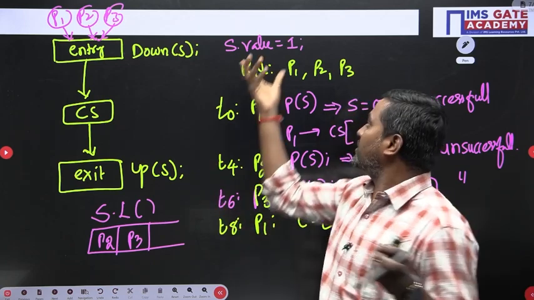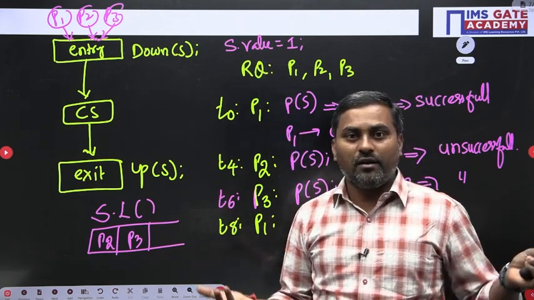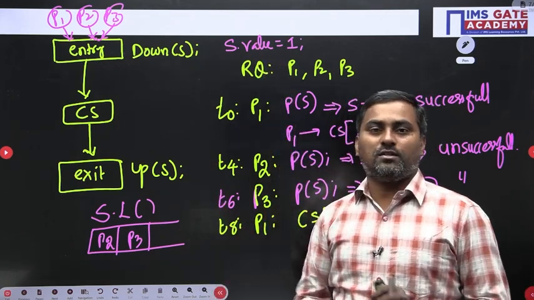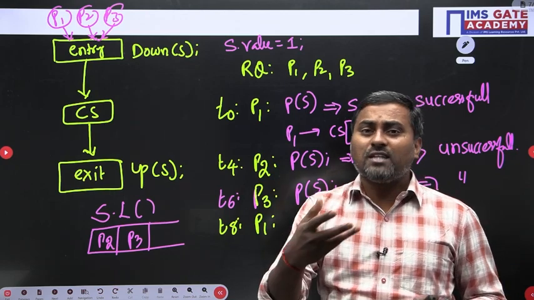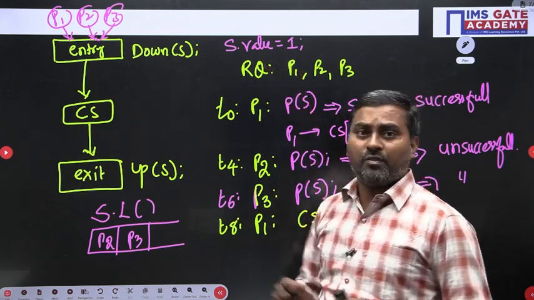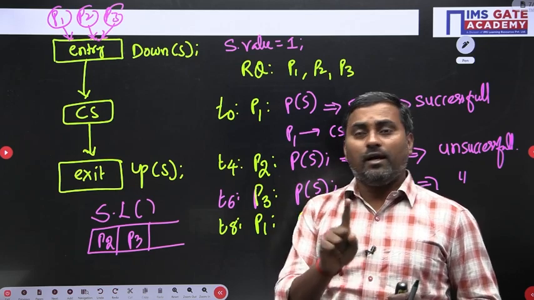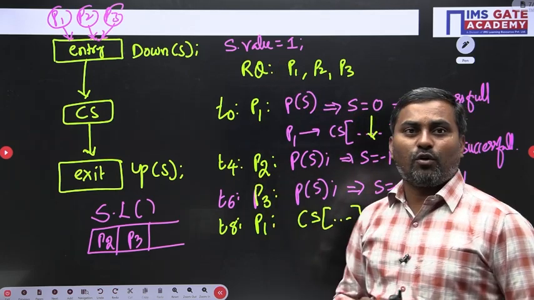So I can initialize the counting semaphore equal to 100. So 100 processes are allowed to use the computer resources. Like this, based on the requirement, I have to initialize the values. Here I want to ensure mutual exclusion, hence I initialize the semaphore value equal to 1.